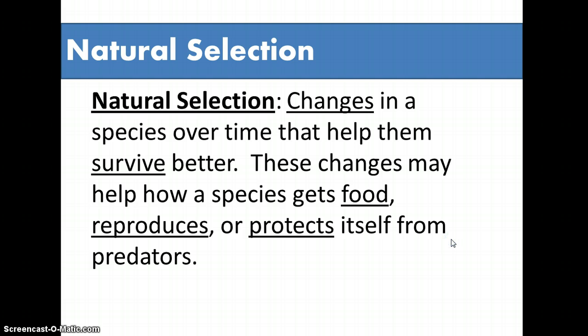So when this happens, if the organisms that keep surviving have these special traits, and organisms that have traits that really aren't helping them survive are getting killed, over time this might mean that that group of organisms is going to have a change in their population. And that change is called natural selection. Very important concept, both on the tests that we will be taking and in biology. So when a species changes over time, and that change helps a species either get food in a better way, reproduce, or protect itself, then that whole process is natural selection.